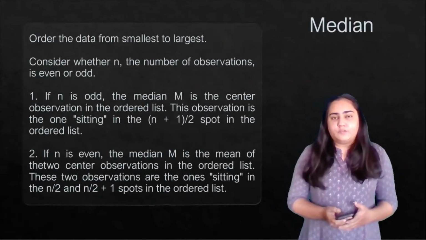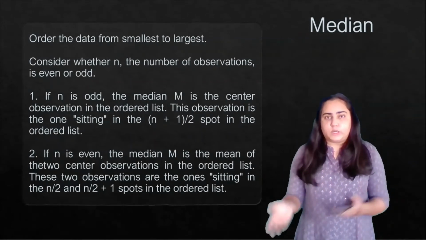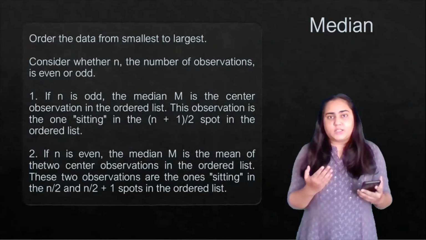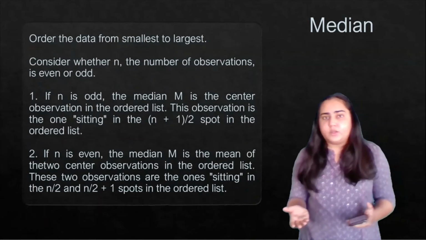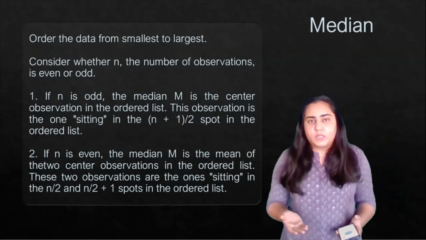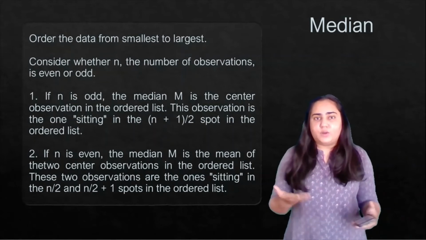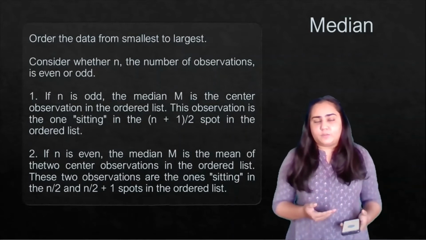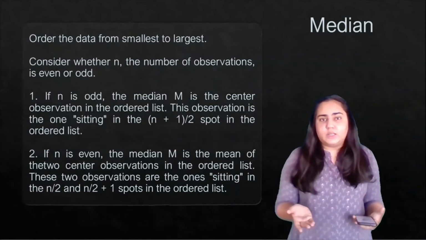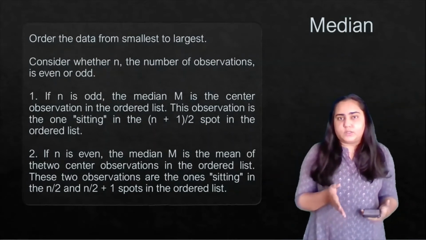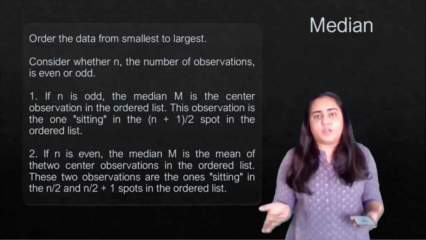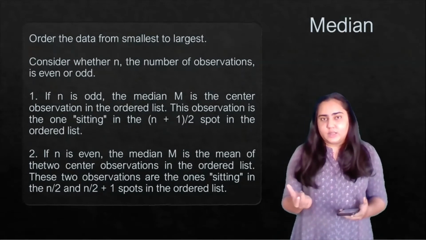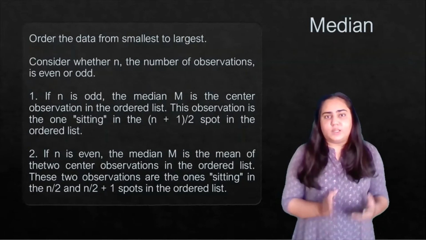First of all, you will order the data from smallest to largest. It is necessary that you sort the data in ascending order first. And then you have to consider whether the number of values you have is odd or even. We call this number of values, the number of observations, n. And we find out if n is odd or even. If n is odd, then the median is the center of that ordered list. And this center you can find by simply doing (n plus 1) divided by 2. Whatever value is at that position, (n plus 1) by 2, is your median.